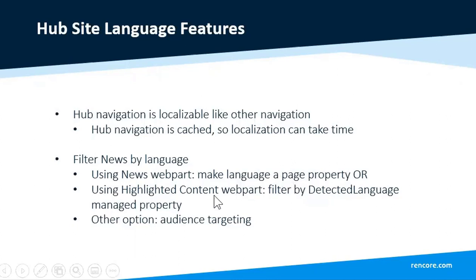If you're using the highlighted content web part, you can filter by this managed property called detected language. Detected language is a wonderful managed property that will look at the language in which this page or this news item or whatever it is has been created, determine what the most likely language is, and then you can set a filter by that value, and you can filter according to the language that SharePoint has detected.